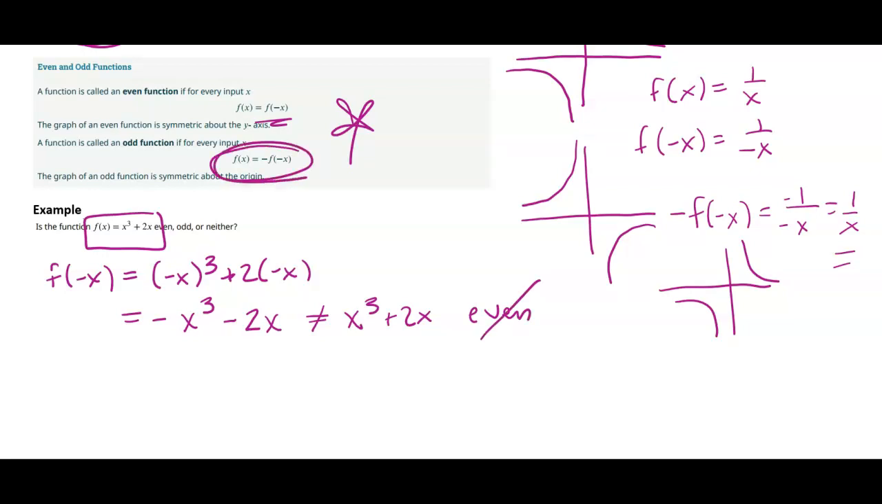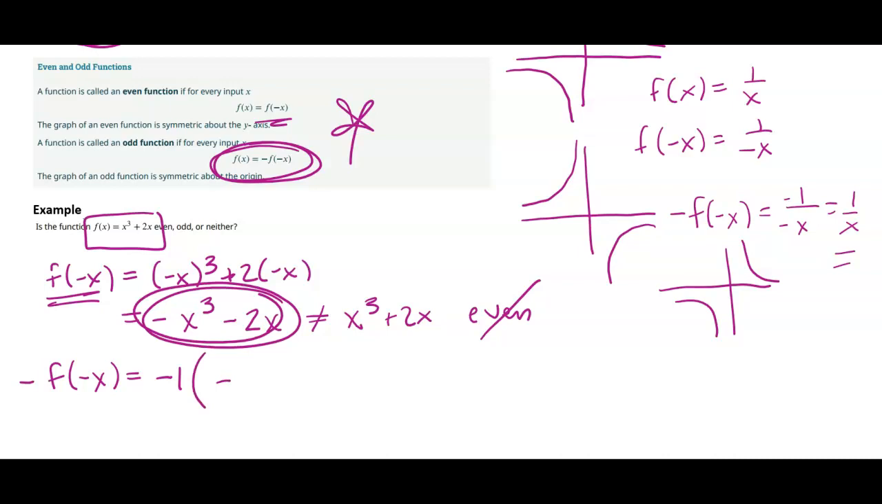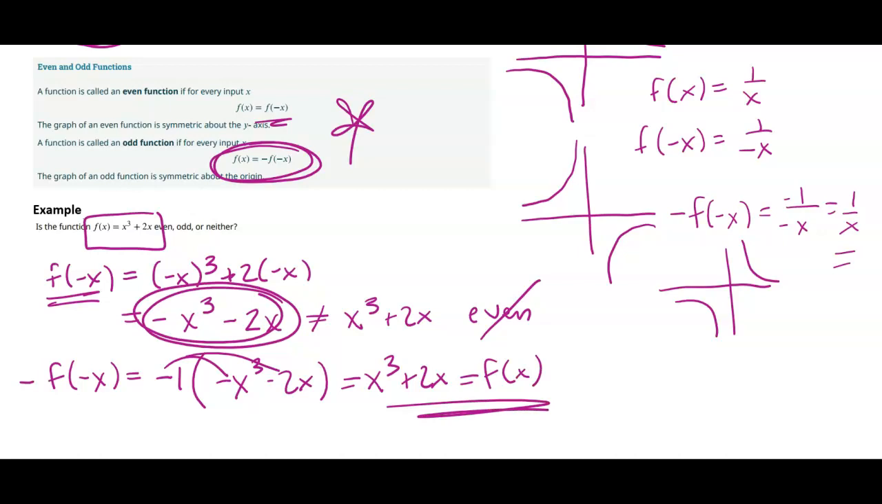Now let's take this one step further. I already know f of negative x, but I could ask, what's negative f of negative x? Or negative 1 times what I just found here. When I distribute that negative, I get x cubed plus 2x, which is equal to f of x. Therefore, this function must be odd.